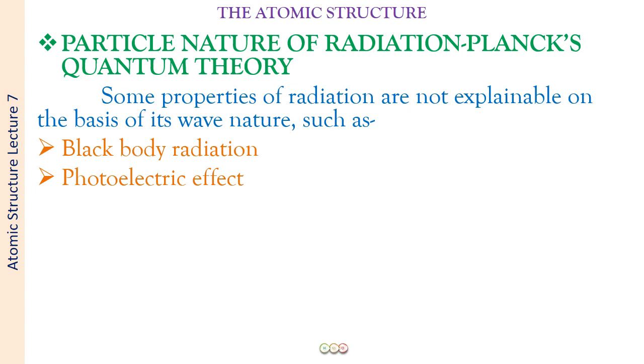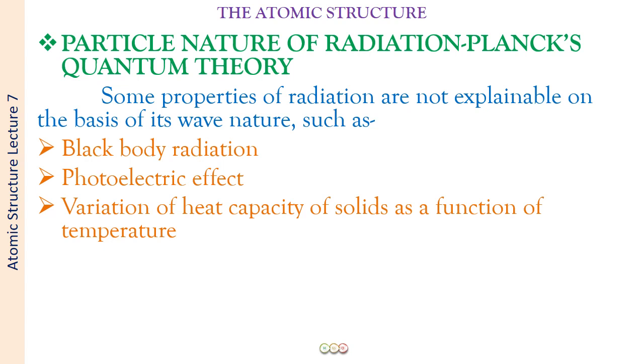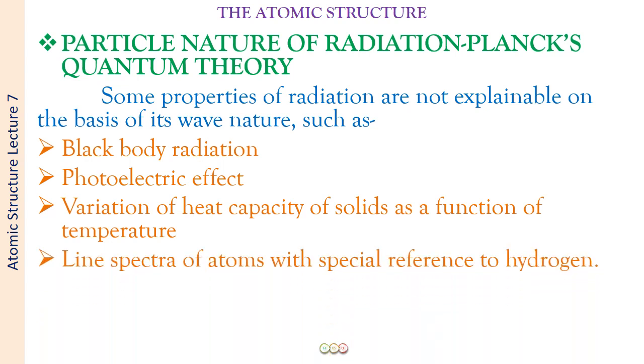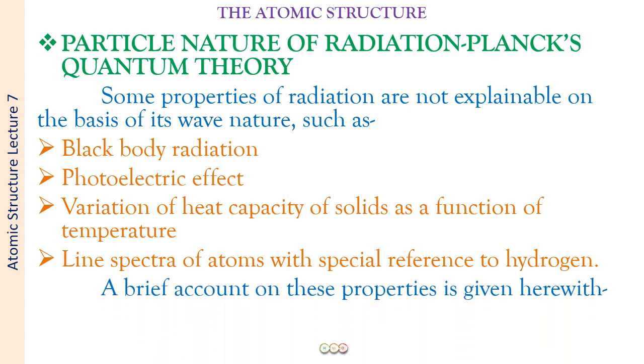Then it could not explain the photoelectric effect, which is the ejection of electrons from a metal surface when the radiation strikes on it. And then it could not explain the variation of heat capacity of solids as a function of temperature. And then the line spectra of atoms with special reference to hydrogen. So we will be discussing them one by one, except for the fact that we would not be discussing the third one. So what is heat capacity of solids?